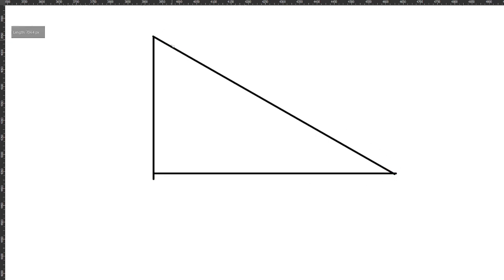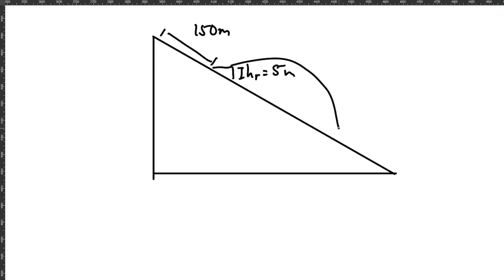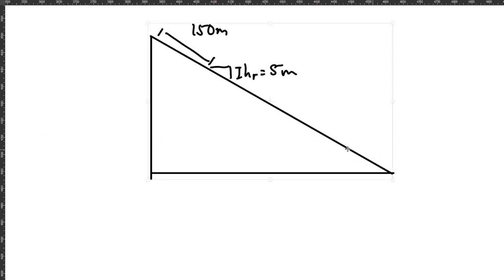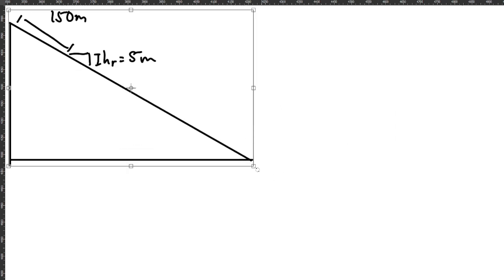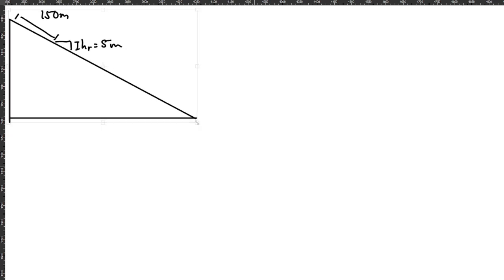Close enough. So, first, our skier skis down 150 meters, right? Then they transition onto this ramp with a height of 5 meters. Do some kind of jump and land some horizontal distance away, right? Okay, this is a fun problem. Very fun. Let's first start off by making this much smaller because we're gonna need that room.